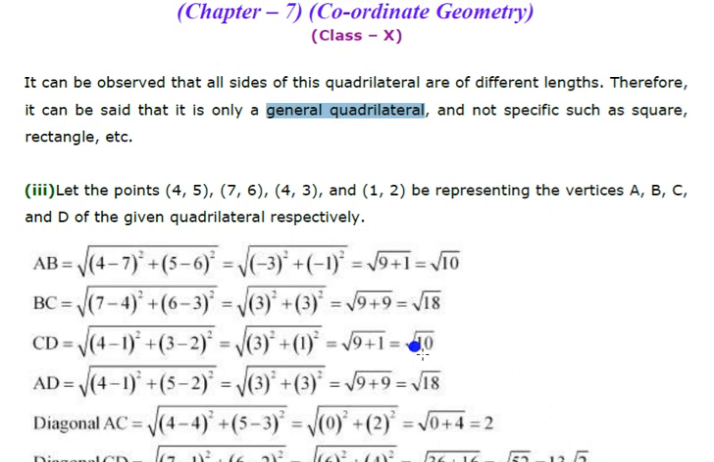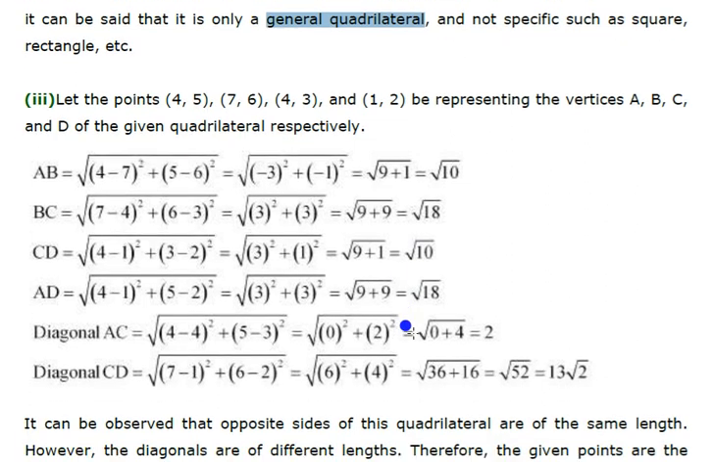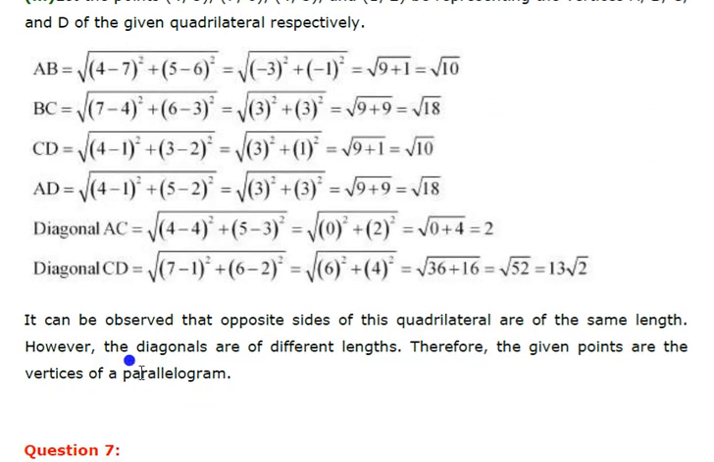Okay, so one more property we have to check here, whether the diagonals are equal or not. But in the case of a parallelogram, we know that diagonals are not equal. So let's find the diagonal. So AC will be what? AC will be 2 root 13, and BD is 13 root 2. So diagonals are not equal. Now we can say that these given points A, B, C and D are the points of a parallelogram.